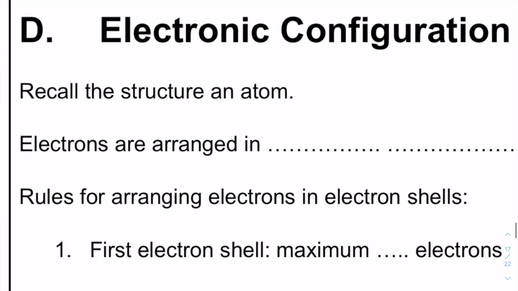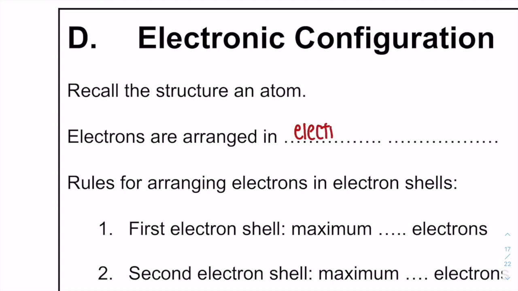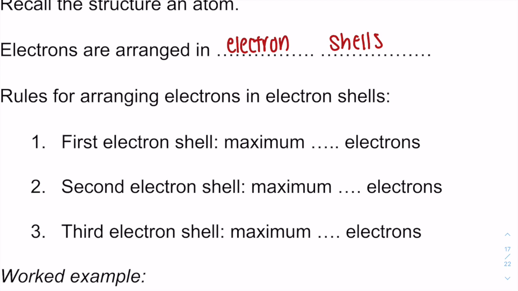Okay, so in this blank here, the electrons are arranged in electron shells. Now there are actually some rules as to arranging the electrons in electron shells, okay? So the rule is this. In the first electron shell, you can only have a maximum of 2 electrons. After that, you can have 8 maximum, and the third shell you can also have 8 maximum.